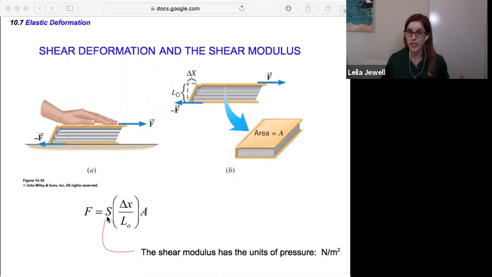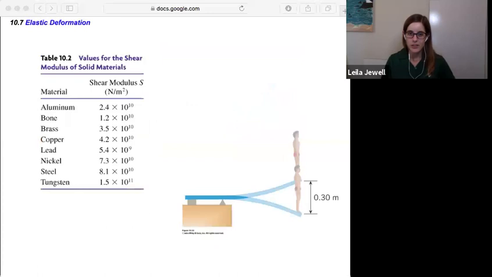Just like we had a Young's modulus for stretching and compressing, we have a shear modulus with units of pressure, newtons per meter squared. This is another thing we can look up in a table. Here are some values for the shear modulus of materials. And here's an example of a diving board experiencing a shearing force.